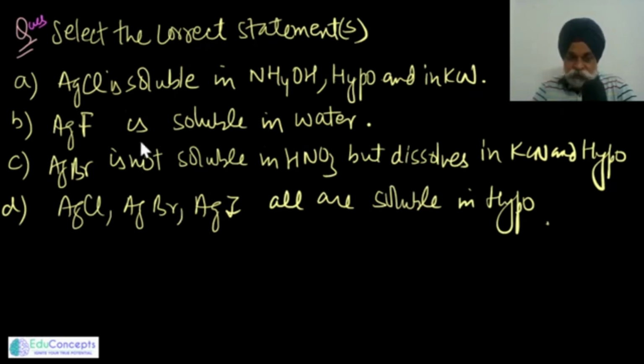So first fact of the matter is the solubility of AgF in water is the maximum one. So this is perfectly right. B option is perfectly correct. And AgCl is soluble in ammonium hydroxide. This again, in hypo and KCN, is perfectly right. AgBr is not soluble in nitric acid. This we have just done, that AgBr, AgCl, AgI would not be soluble in acidic medium. So I think all the options are correct. Let me show you the discussion here.